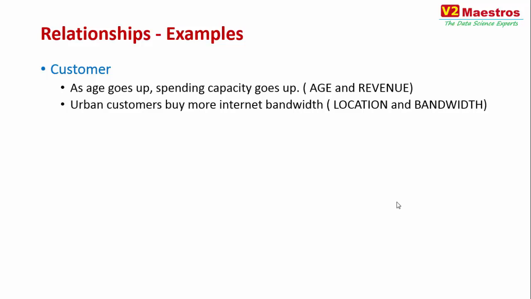The other one is urban customers buy more internet bandwidth. There is a relationship between the location of the customer and the bandwidth purchased by the customer. Again, possibly because they are doing more browsing.